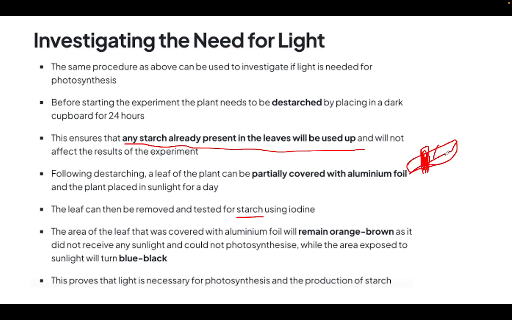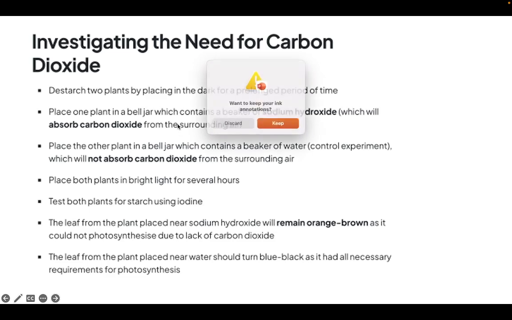with light, photosynthesis can happen. With the darkness, only respiration can happen. And if light is there, then it can make starch as well. Now, the area of the leaf that was covered with aluminium foil remains orange-brown as it did not receive any sunlight, and it could not photosynthesize, while the area exposed to sunlight turns blue-black. This proves that light is necessary for photosynthesis and production of starch. I want us to check on this video here so we also understand it better.